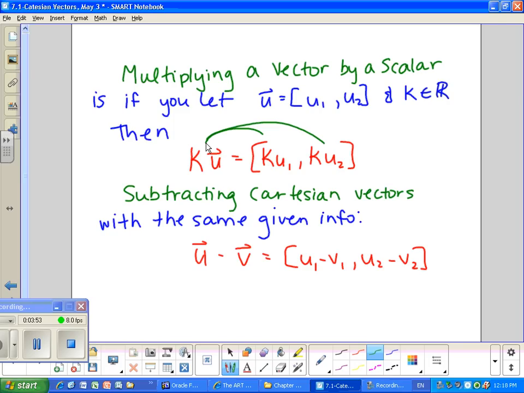Subtraction of vectors, it's the same thing. Whatever your first one is and your second one, you take the x component of the u and you subtract it from the x component of the v, and likewise with the y components.